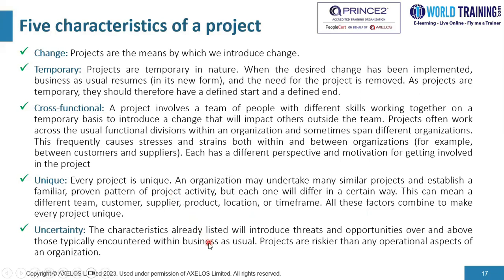And the last characteristic is projects are uncertain. This characteristic basically talks about the fact that projects are exposed to greater amount of threats and opportunities in comparison to the operating environment. Operations are to a large extent streamlined, so you just manage a few exceptions, but projects are exposed to greater exceptions. Projects are riskier than any operational aspect of an organization. So please keep these five characteristics in mind. They would ask you questions in the exam.